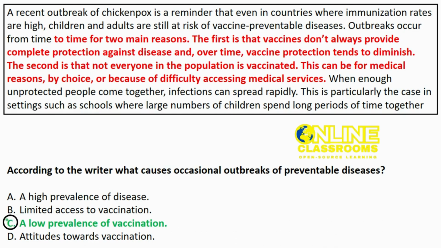Option A is incorrect because the paragraph does not mention a high prevalence of disease as a cause of occasional outbreaks of preventable diseases. Option B is partially correct because limited access to vaccination is one of the reasons for a low prevalence of vaccination, but it does not encompass all the reasons. Option D is incorrect because the paragraph does not discuss attitudes towards vaccination as a cause of occasional outbreaks of preventable diseases.